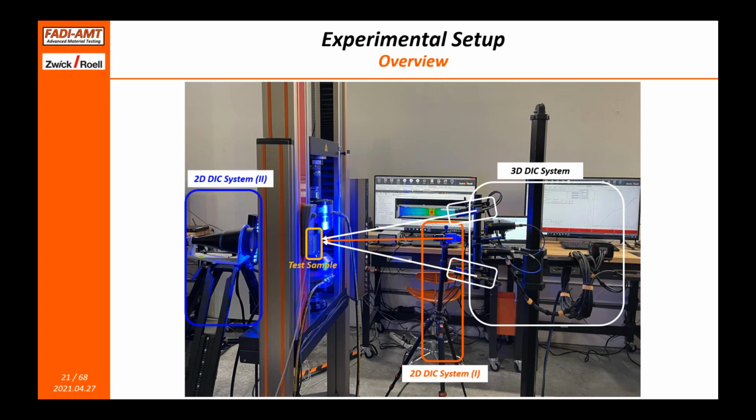And then we have a third system that sits in the back, which is the second 2D DIC system. It's a 2D system with a special lens that I will explain in a second, but it's basically intended to do the same measurement on the same test sample from the back side of the sample.